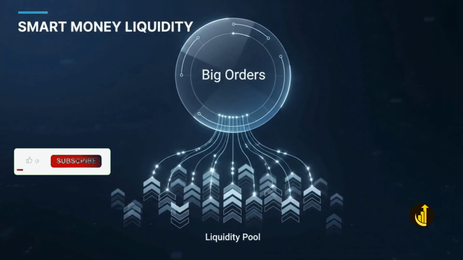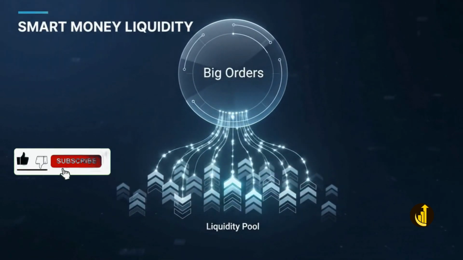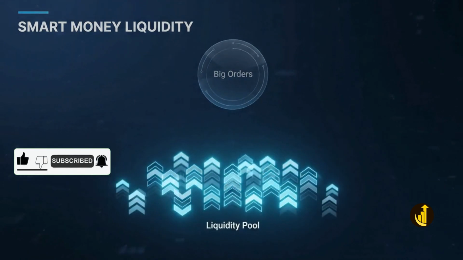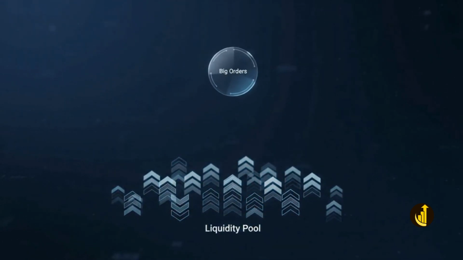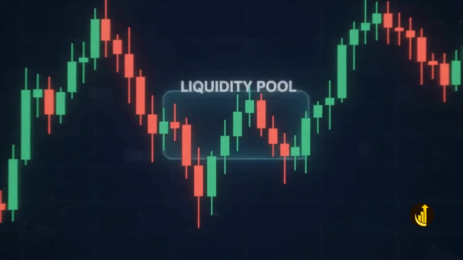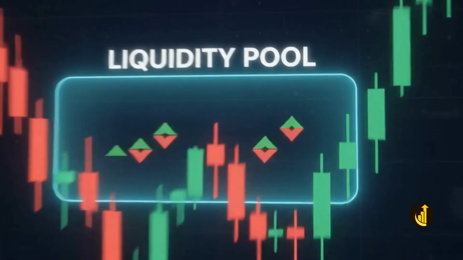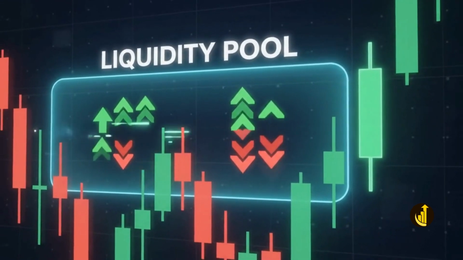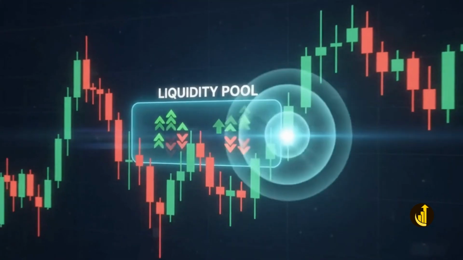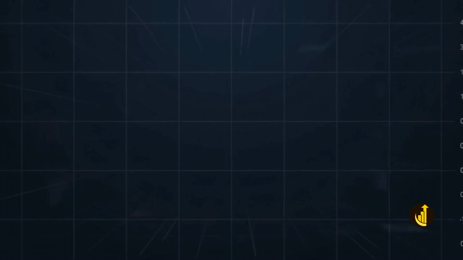Here's why this matters. Large institutional players can't fill massive orders without enough liquidity available. So instead of trading randomly, they specifically target areas where a lot of orders are already clustered together. A liquidity pool is simply an area on the chart where a large number of pending buy and sell orders are sitting, stacked up together, waiting to be triggered.